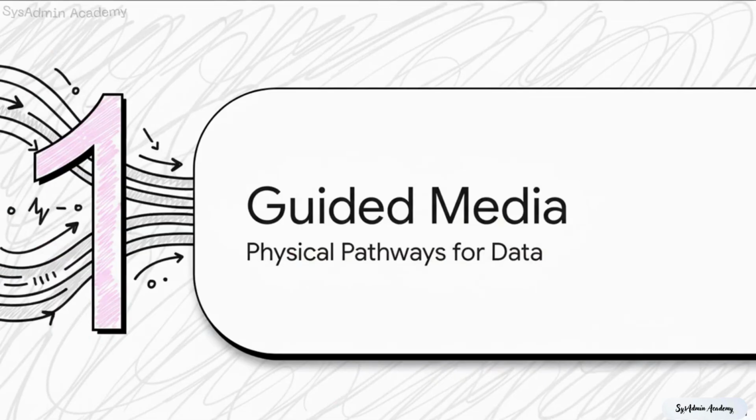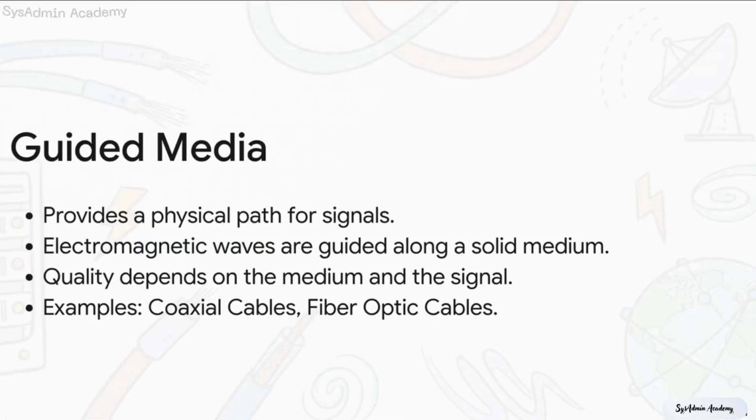Now, the name here pretty much gives it away. We're talking about actual physical things. Cables, basically, that we put in place to guide a signal from point A to point B. Think of these as the tunnels and pipes of the digital world. The signal is contained, it's directed, it's protected. This gives us way more control, which usually means better performance and better security.